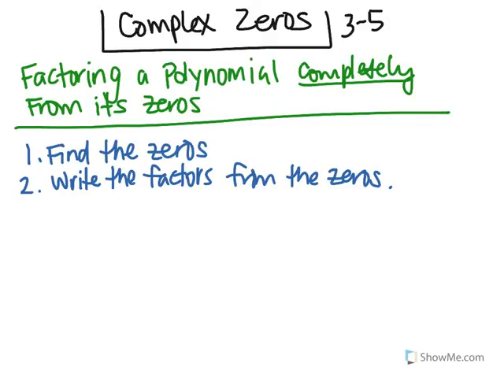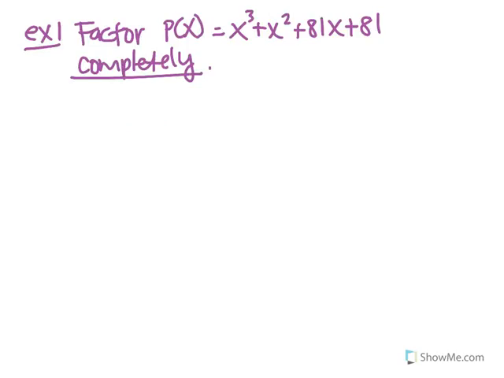Let's go ahead and start off with an example. We're going to factor x cubed plus x squared plus 81x plus 81 completely. And so we're going to follow the steps. Step 1 is you're going to be finding the zeros. So we're going to set this equal to 0, and then we're going to factor by grouping.